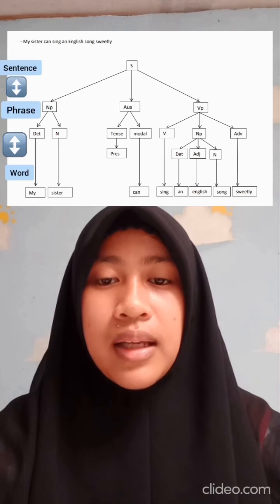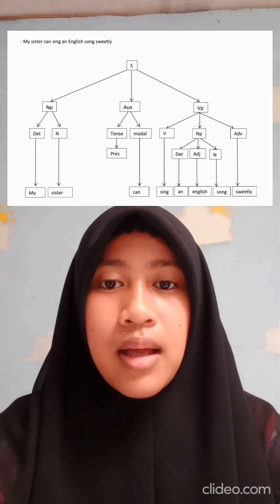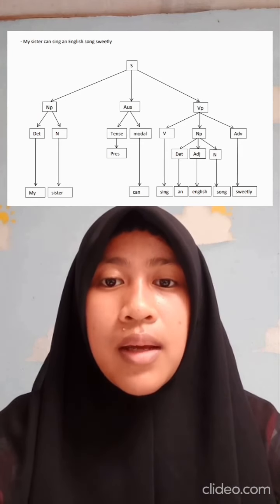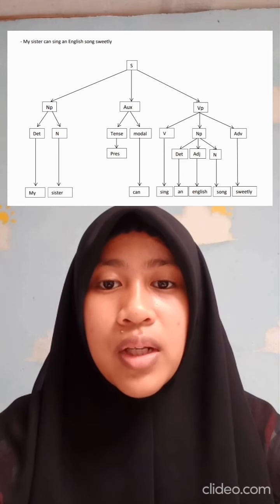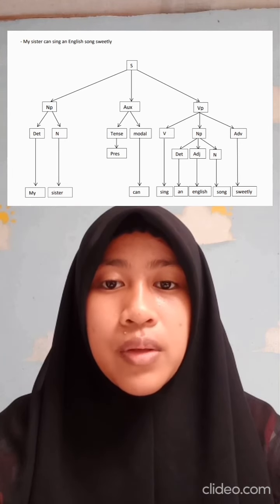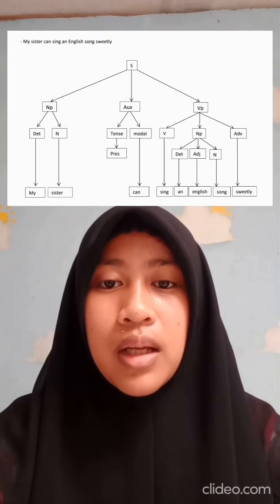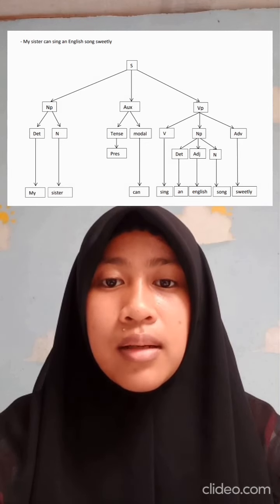2. My sister can sing an English song sweetly. My is determiner. Sister is noun. My sister is a noun phrase. Can is auxiliary. Sing is verb. An is determiner. English is adjective. Song is noun. An English song is a noun phrase. Sweetly is adverb. Sing an English song sweetly is a verb phrase.